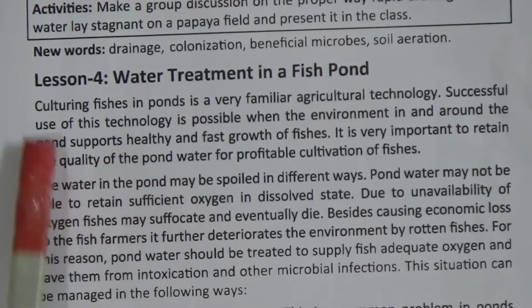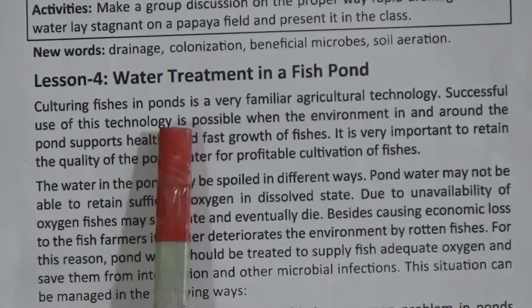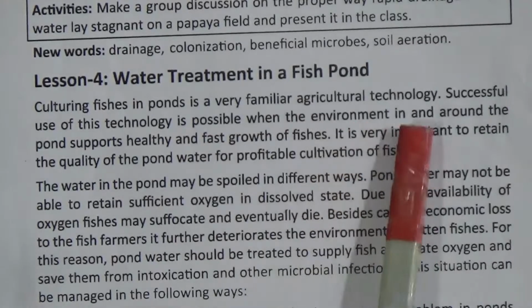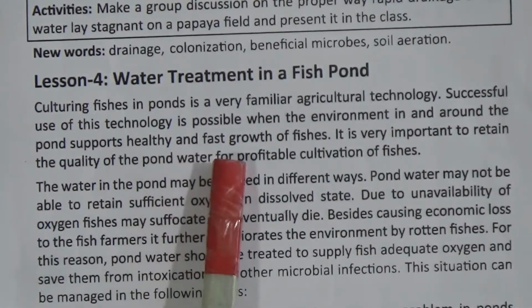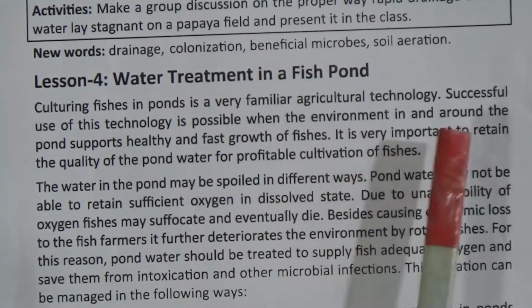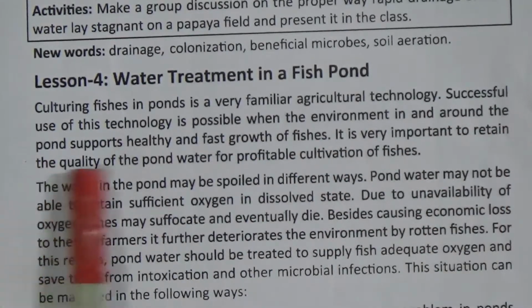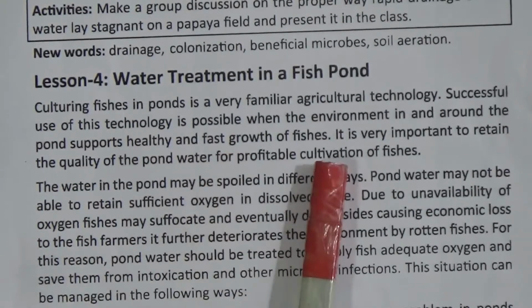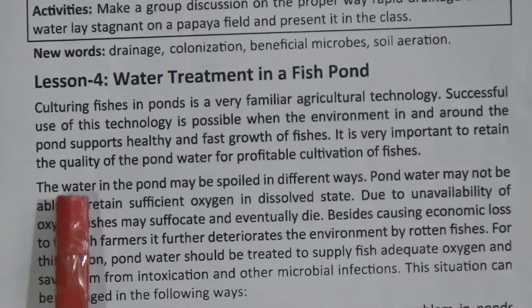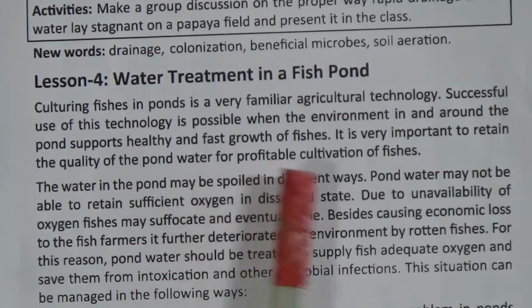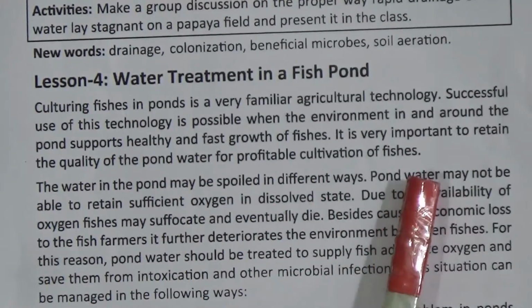Now come, culturing fishes in ponds is a very familiar agricultural technology. Successful use of this technology is possible when the environment in and around the pond supports healthy and fast growth of fishes. It is very important to retain the quality of the pond water for profitable cultivation of fishes.